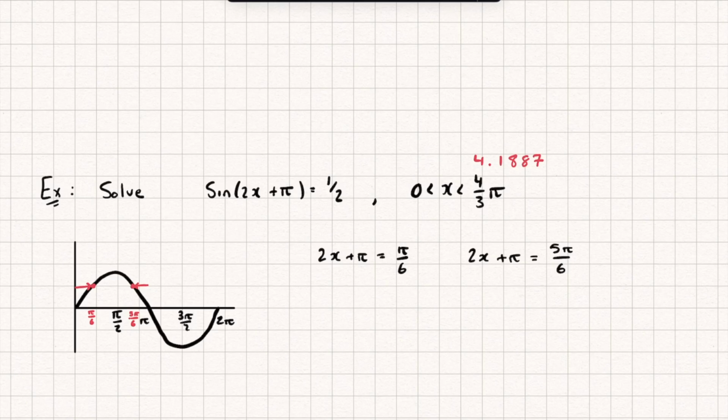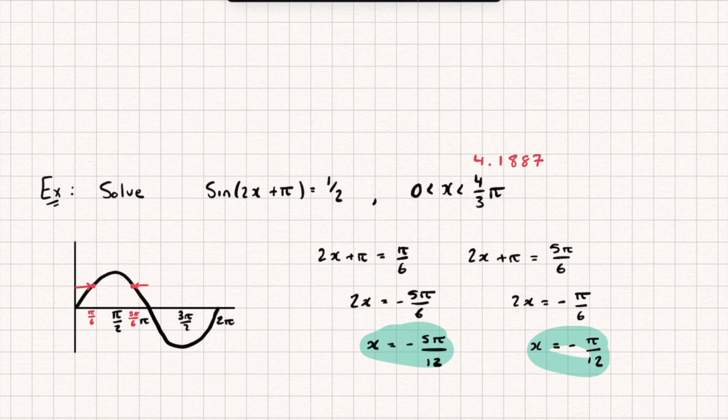Now I've got both of these solutions in the initial period, I can now rearrange to make x the subject. So for the equation on the left, I'm going to subtract pi from both sides, which gives me 2x equals negative 5 pi over 6. And then I'm going to divide both sides by 2, which gives me x equals negative 5 pi over 12. Now for the equation on the right, I'm going to subtract pi from both sides, which gives me 2x equals negative pi over 6, and dividing both sides by 2 gives me x equals negative pi over 12. Neither of these solutions are in the interval we're solving in. You can see that straight away because they're both negative.